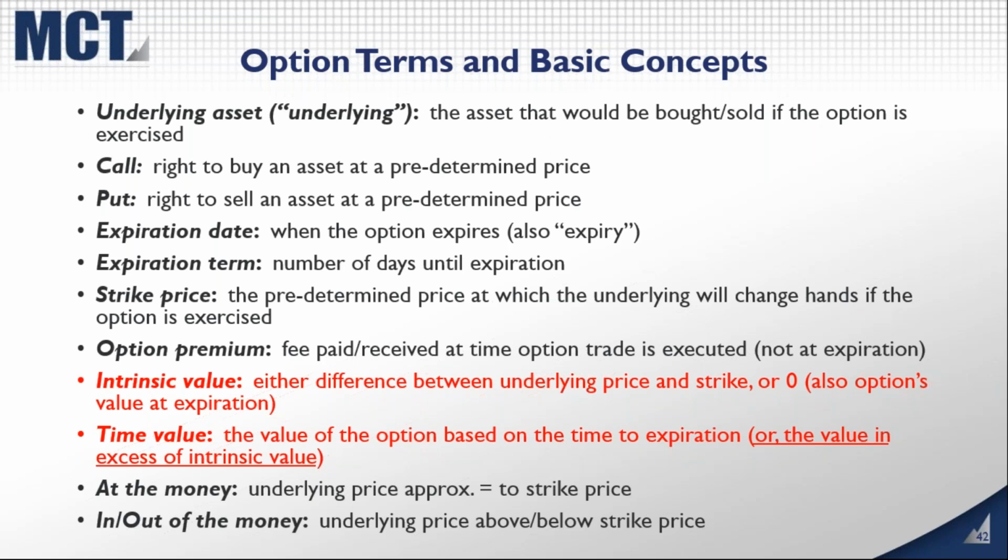The intrinsic value is the difference between the underlying price and the strike price, or zero. It's binary. It's either a positive number or zero. For a call, it's basically the market price minus the strike price, or zero. And for a put, it's the opposite. It's the strike price minus the market price, or zero.